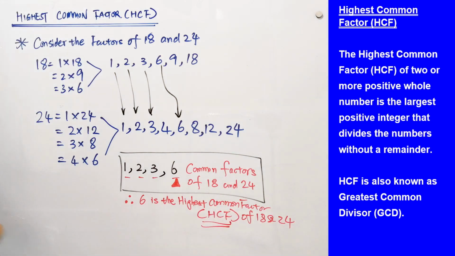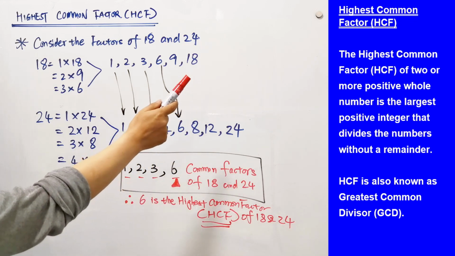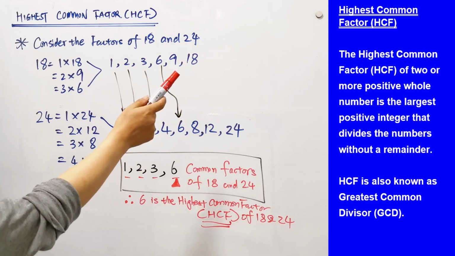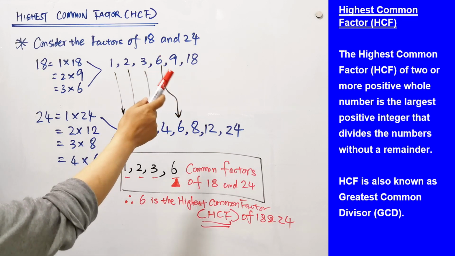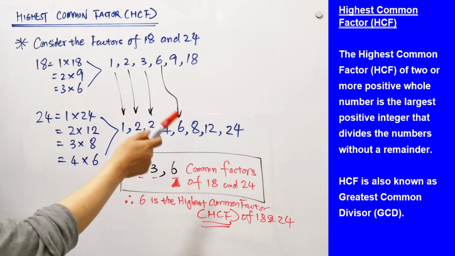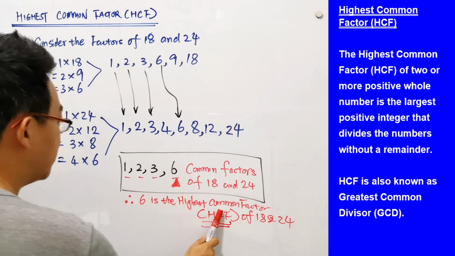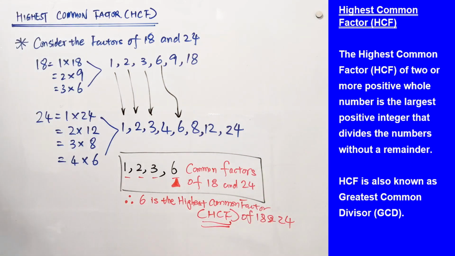Okay, now we give the definition for the highest common factor, HCF. How do we call that? The highest common factor, HCF, of two or more positive whole numbers is the largest positive integer that divides the numbers without a remainder. So in this case, 6 is the highest common factor, HCF, of these two numbers, 18 and 24.